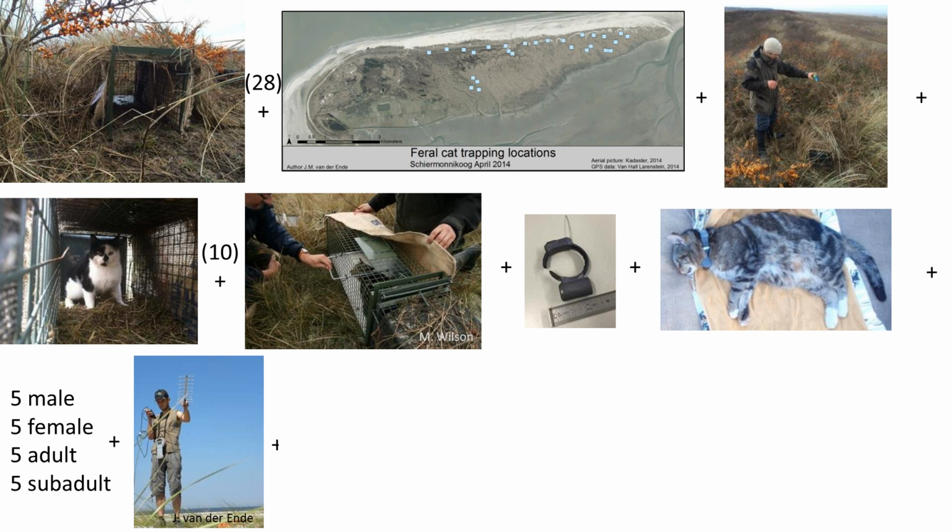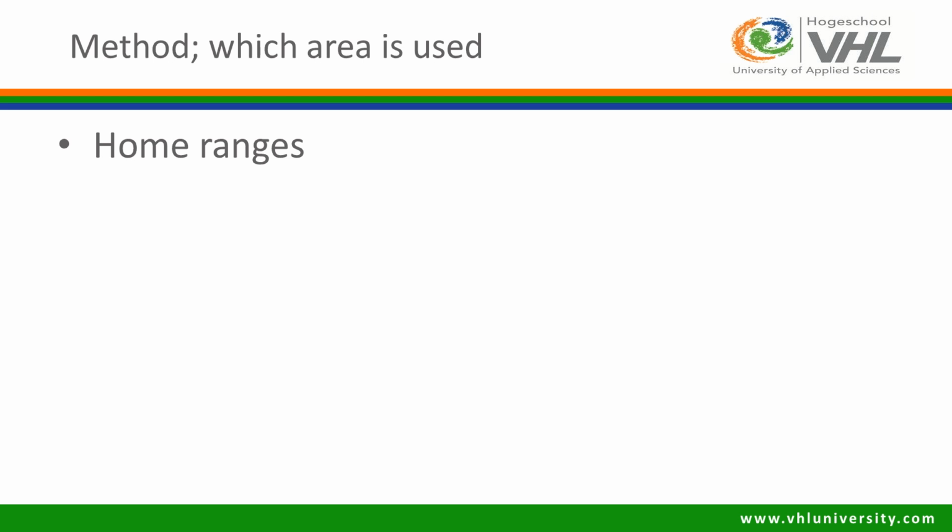We had to do something with these cats, namely put a tag on them. In the end we caught 5 male and 5 female, which were 5 adults and 5 subadults. We had to collect the data, of course, and after these 3 months in which we collected 1 fix per 15 minutes, we had something like this. So a lot of data, a lot of points on the island.